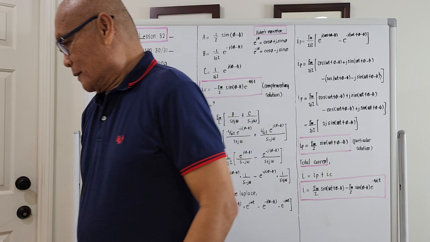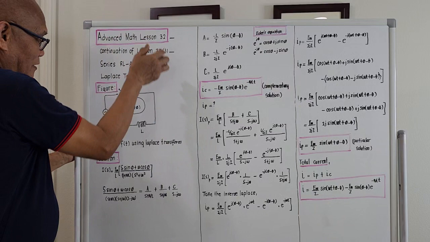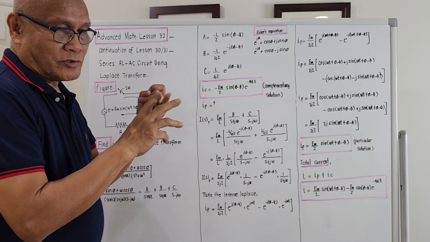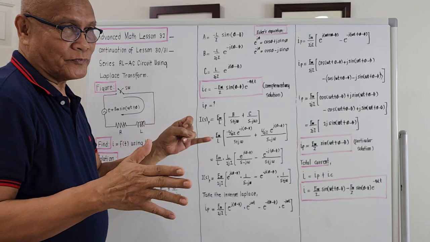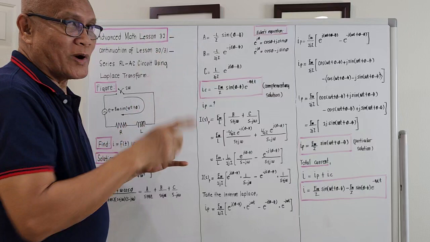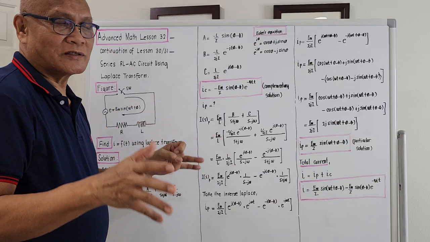Our lesson for this morning will be Advanced Mathematics, lesson number 32. Lesson number 32 is actually a continuation of lesson number 30 and 31. Under lesson 31, it was an RLC circuit, and the problem is asking for the total current as a function of time. Since the solution is very long, I proceeded to lesson 31, and after finishing lesson 31, we haven't reached yet the solution of the total final current.